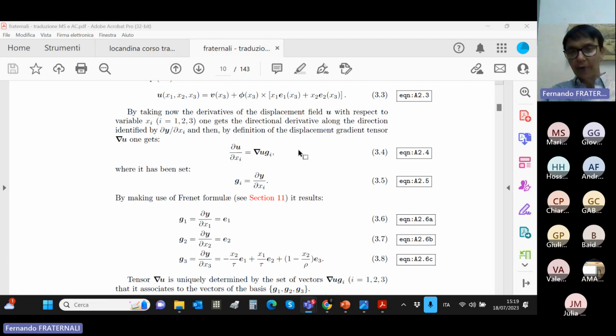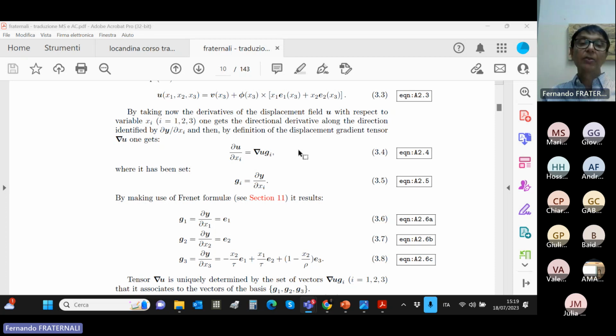So if we think of the beam, and not of the axis line alpha, but of this three-dimensional object, which is created by the motion of a planar figure, the cross section, when its center, its centroid, moves along the axis line. If we think of this three-dimensional object, which is the curved beam, we can now differentiate the position vector y of a generic point of this beam with respect to x1, x2, and x3, which we are assuming as curvilinear coordinates.